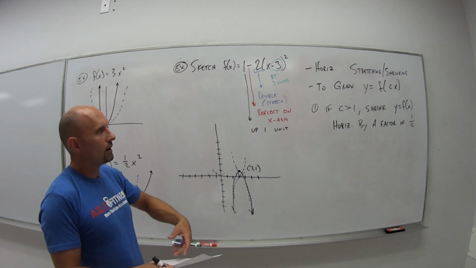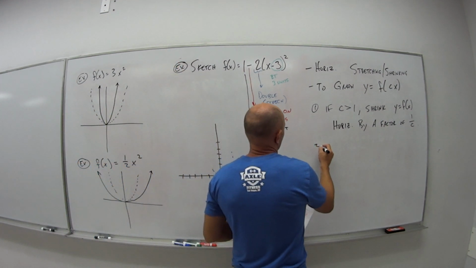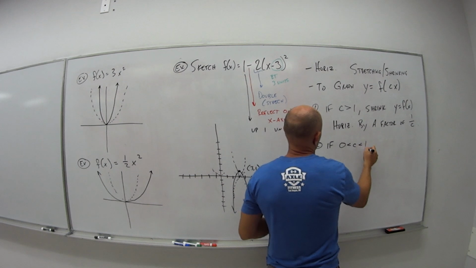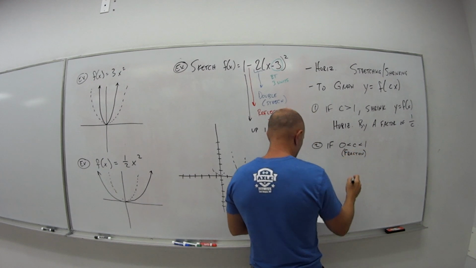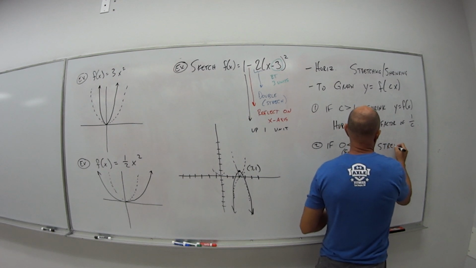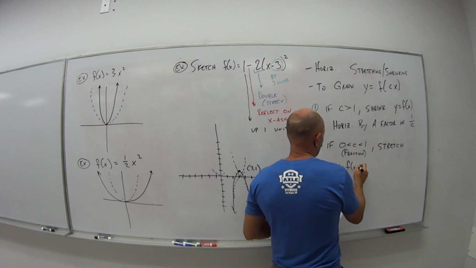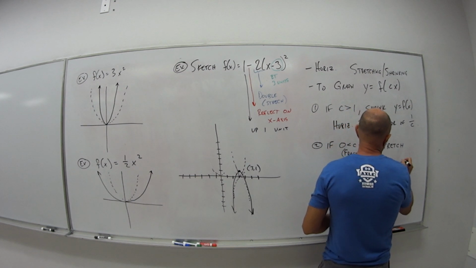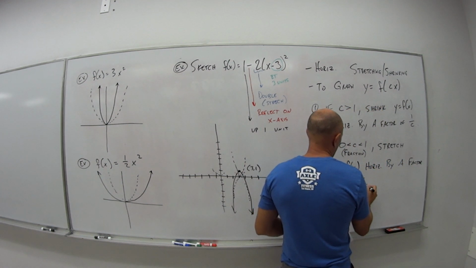When we were vertically stretching it, the number was on the outside. If it was bigger than 1, it stretched it. If it was smaller than 1, it shrunk it or squished it. And again, if c is a fraction, then we stretch y equals f of x horizontally by a factor of 1 over c.